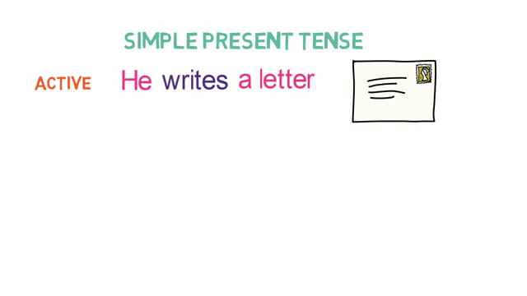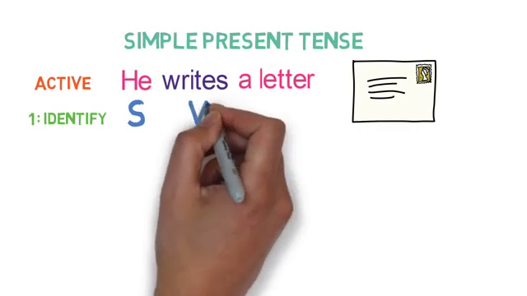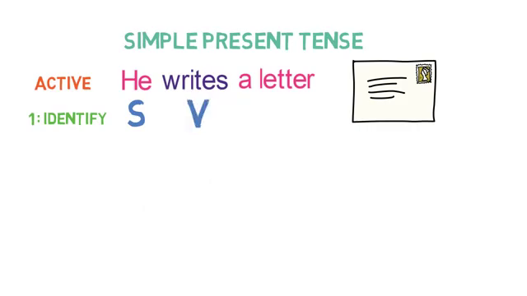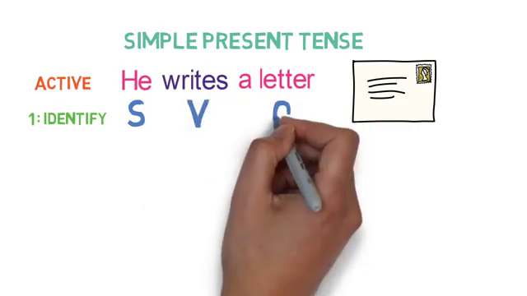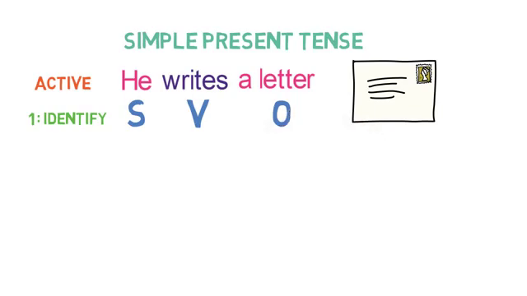Step 1 is to identify the subject, object and main verb in the sentence. Here, who is doing the action? It's he. So, it's the subject. What is the action performed? It's write. So, it's a verb. And on what is the action performed? It's the letter. So, it's an object. Now that we have identified the subject, object and verb, let's move to the next step.